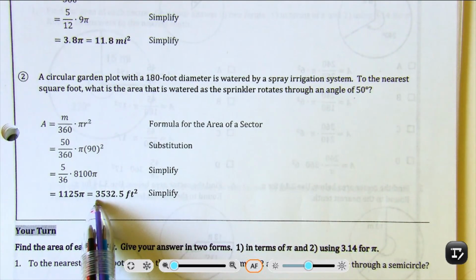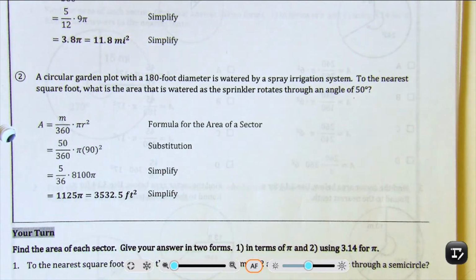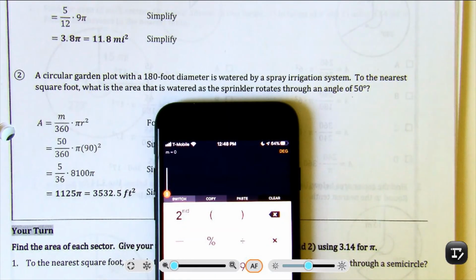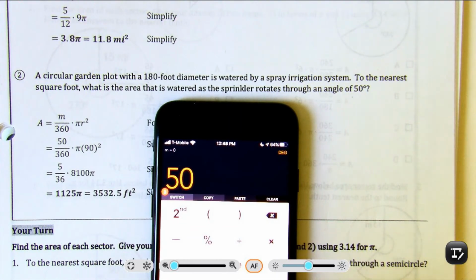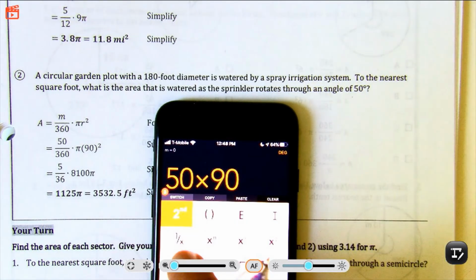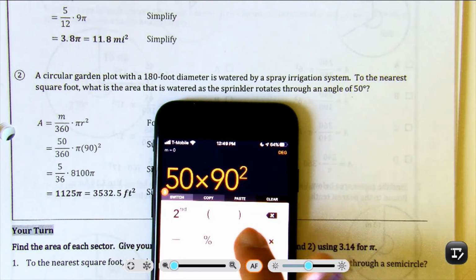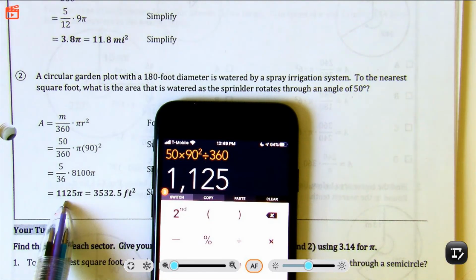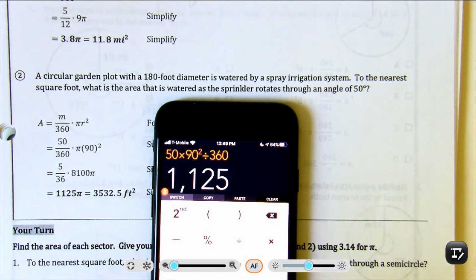I'll kind of show you. So we could type 50 times 90 squared divided by 360, and we end up here, and then that times 3.14, and we end up there.